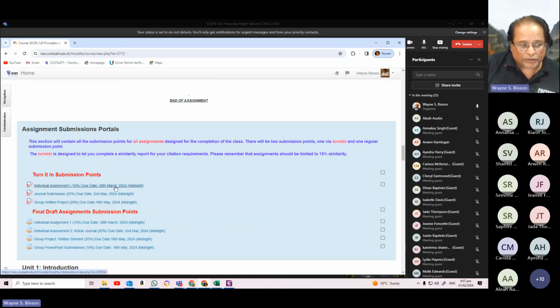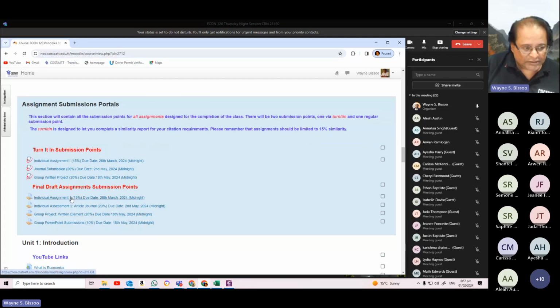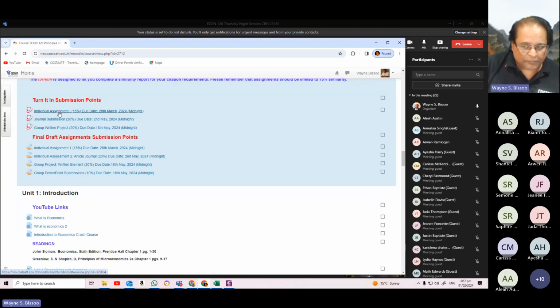All right. Once you've gotten your similarity ratings down to less than 15%, then you submit into these final draft assignments here. You'll notice that there are 4 submission points here as opposed to 3 Turnitin, and that's because the Turnitins are for written projects, and there's one other submission you need to make, which is a PowerPoint submission, due after you've done your group presentations. We'll get to all the assignments in a little bit. I just want to walk you through the e-classroom and what it looks like. Okay, all right. Any more questions about this?